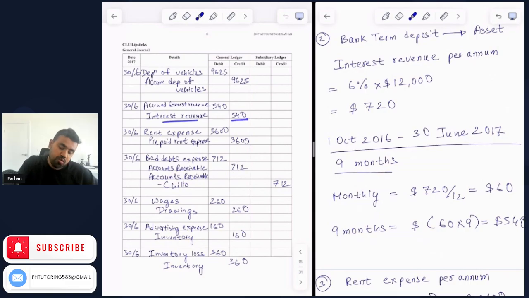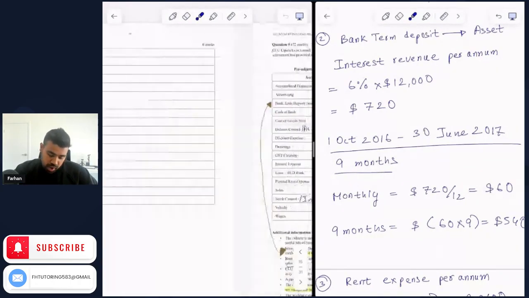Now, we are doing this within the general ledger columns because we do not have any accounts receivable or any accounts payable involved within this transaction. So there is no question of thinking about the subsidiary ledger at all in this case. It is just recording a current asset and an income straightforwardly within the general ledger, which is to debit the accrued interest revenue and credit the interest revenue. So let's move to the third transaction that we have.